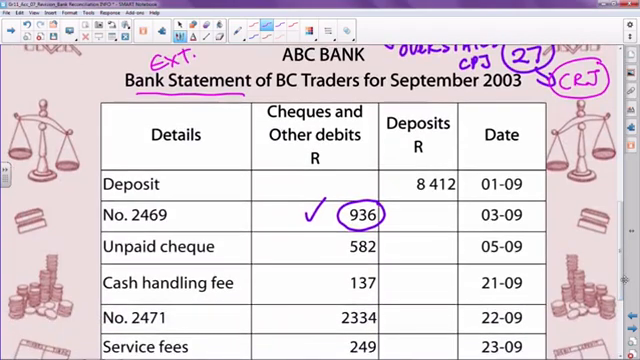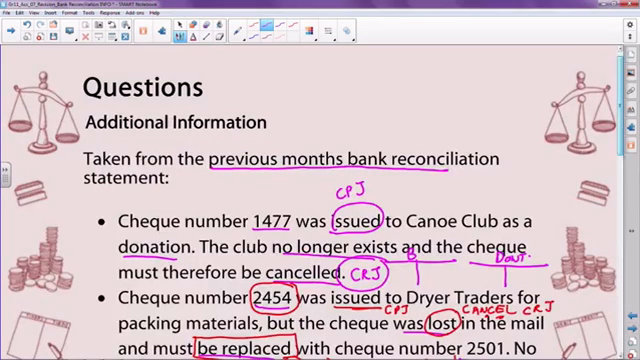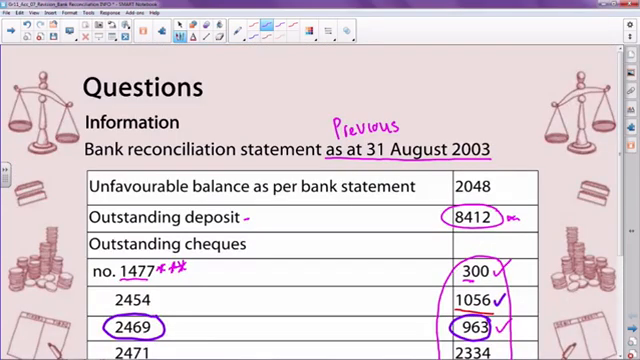Right, and I notice at the top, I've got a deposit of 8,412 that took place on the 1st of September. If I go back to my previous bank recon, in the previous month, there was an outstanding deposit. For some reason, we weren't able to deposit this money into our bank account, but the bank statement is now reflecting that deposit. So all I've got to do here, this is an easy one, is simply tick that off, because previously it was outstanding, but now it's been deposited.